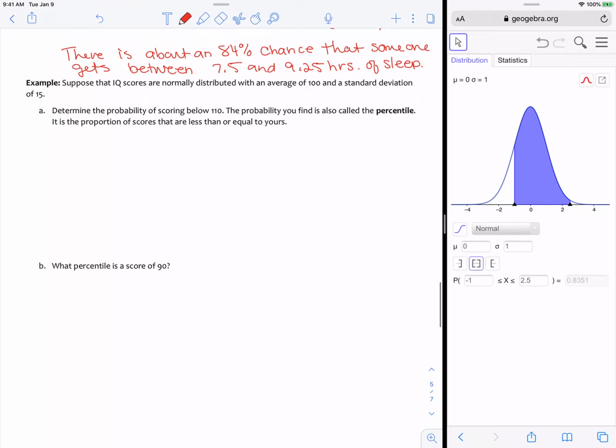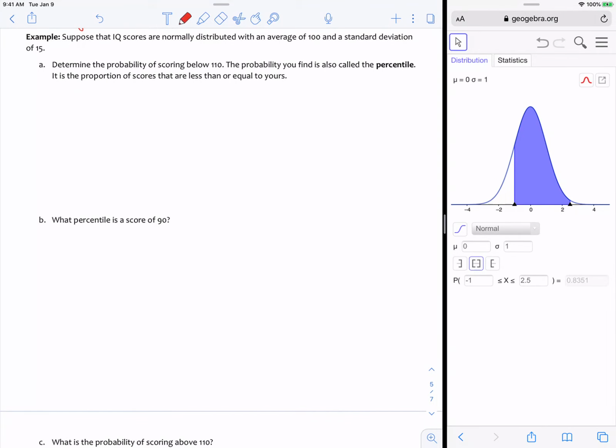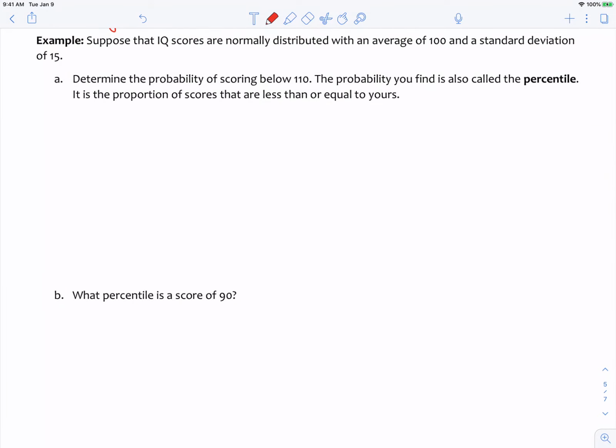Okay. Here's another example. Suppose that IQ scores are normally distributed with an average of 100 and a standard deviation of 15. We want to determine first the probability of scoring below 110. Now, what is important here is that the probability of being less than is actually the same as percentiles. So remember, a percentile, we've seen this before in the context of Q1 and Q3. And this is precisely the percent of data that lies at or below the bound.